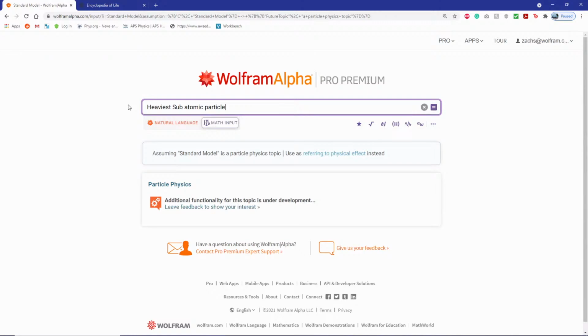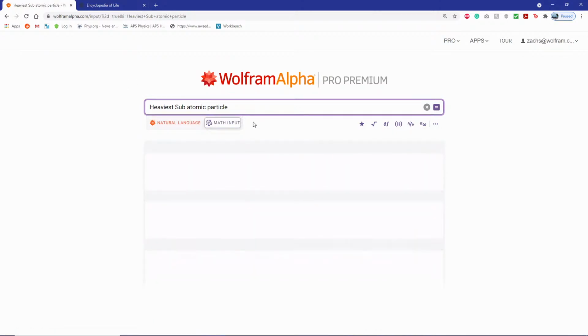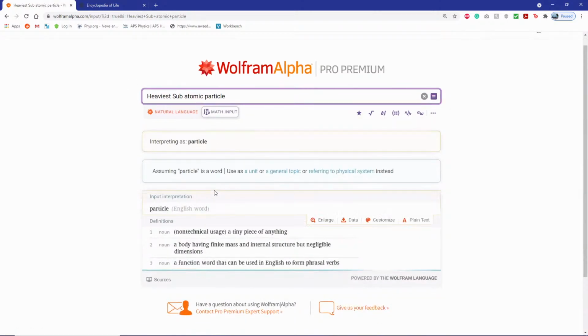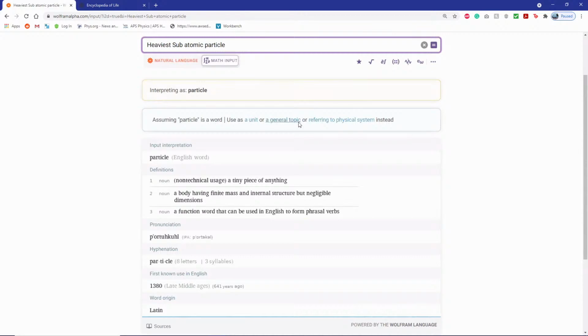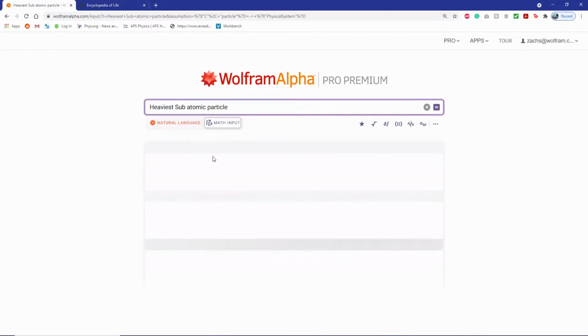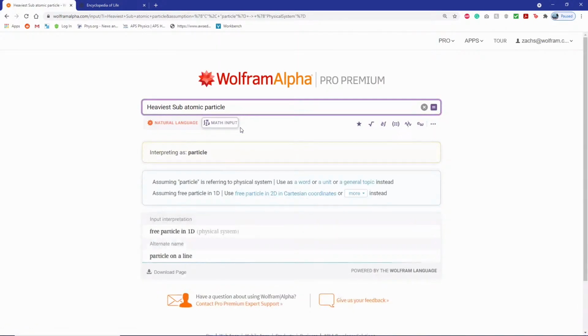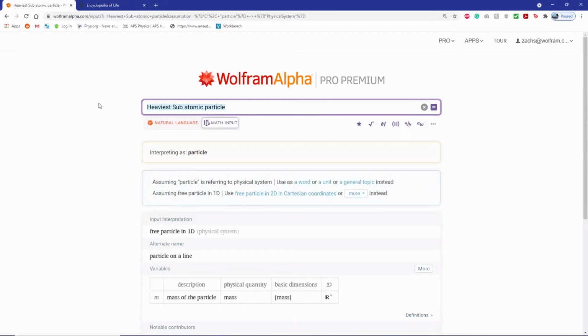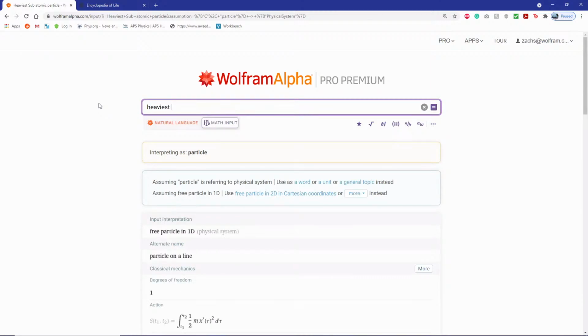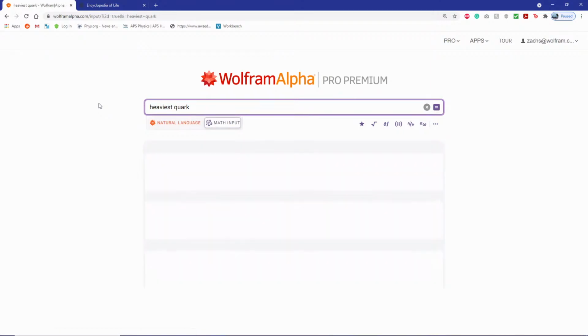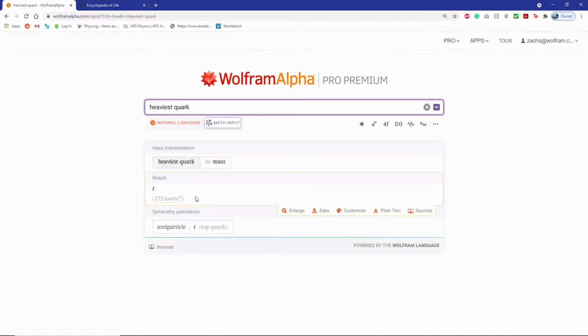So this is something that requires computation. If you go to, say, Google and type this in, you're just getting what someone wrote was the heaviest subatomic particle. It's not actually calculating and comparing the different particles. We'll just look up the heaviest quark, because I know the heaviest quark. But if you didn't know, it's the top.